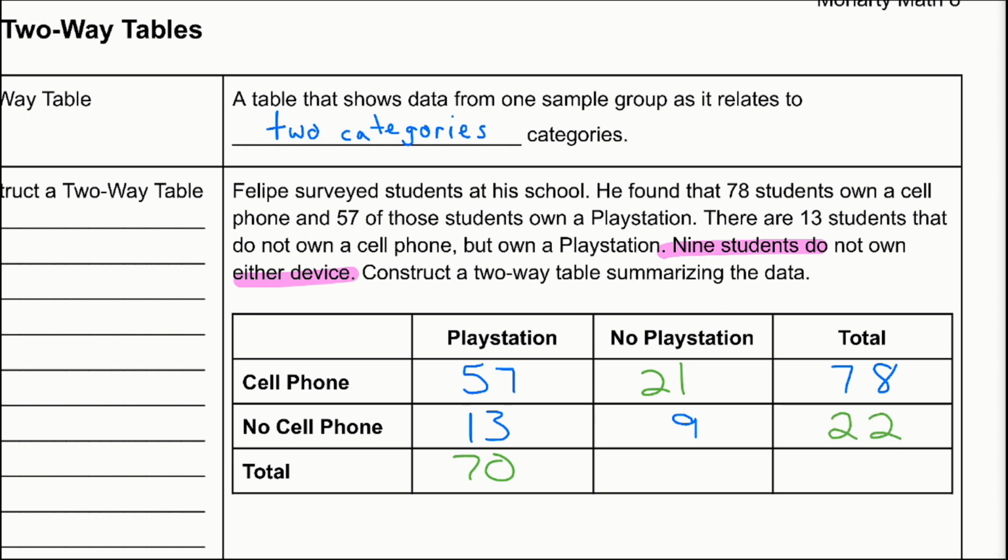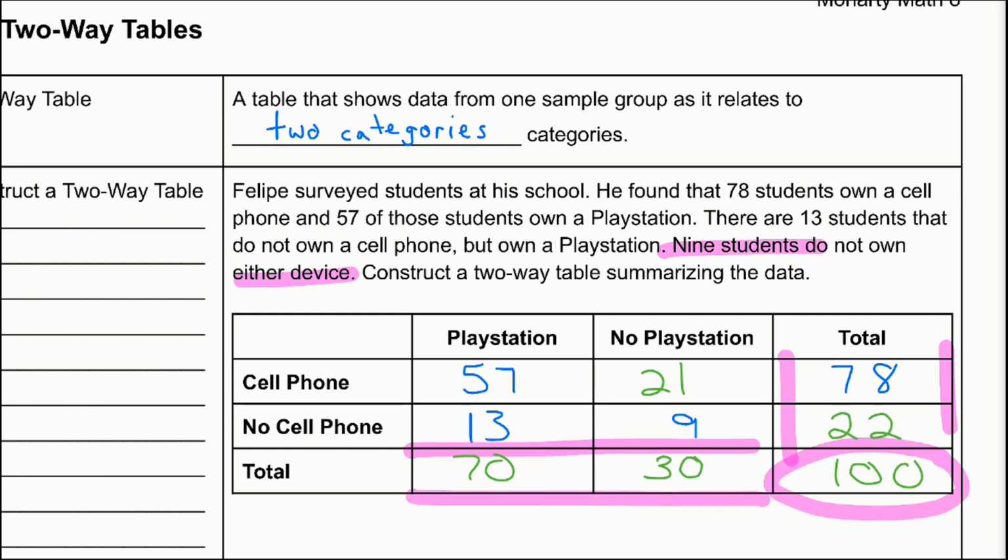And then after that, it's just filling in the other columns. So my no PlayStation people, 21 plus 9, that's going to get me 30. And 70 plus 30 is 100. What should happen is your totals should all be the same thing. So 70 and 30, that's a pretty easy math to do in my opinion. But that 78 plus 22, just to double check, that is 100. Okay, that is 100. So that's a two-way table. Honestly, that's a two-way table right there.